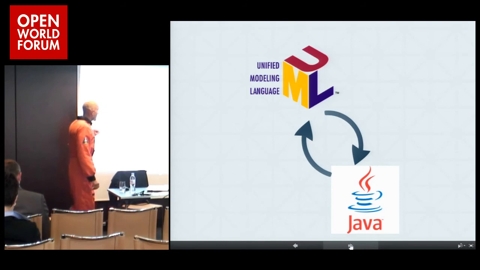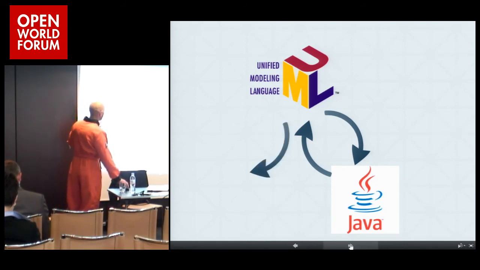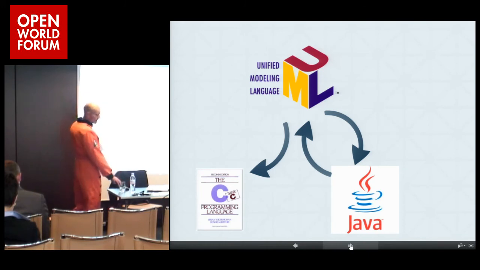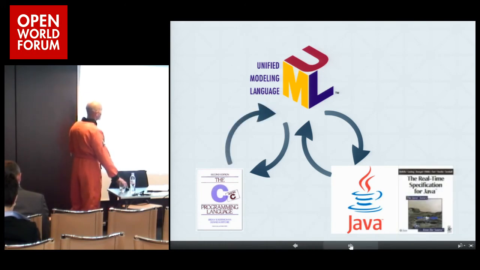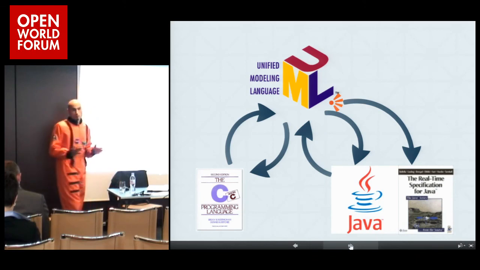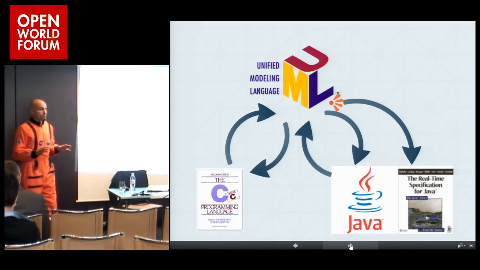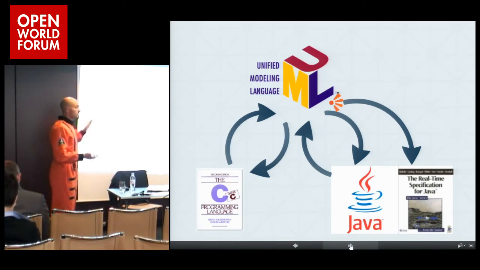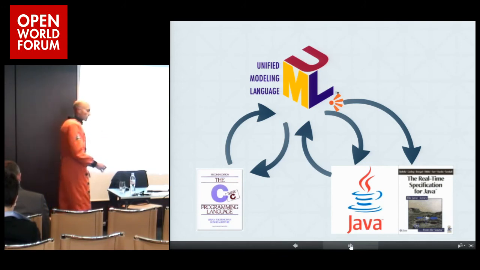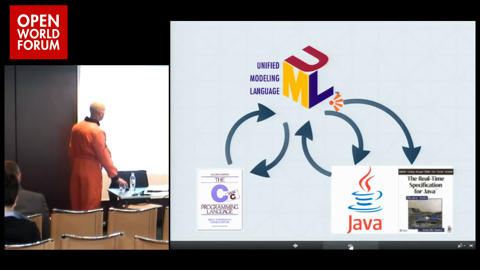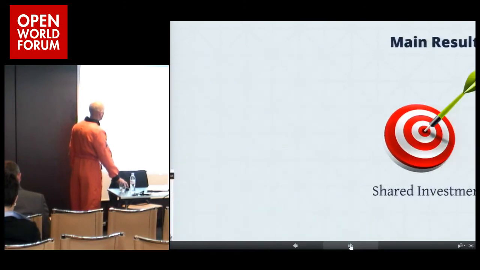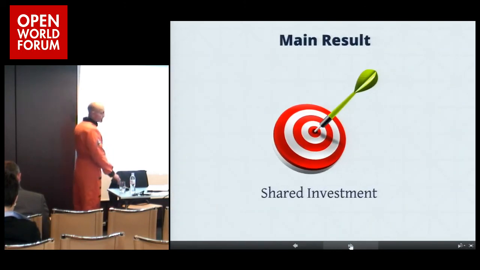It generates Java. You can generate back UML. It generates also C. You can generate back UML. It generates real-time Java. And it cannot generate UML back from real-time Java. But if anybody of you wants to contribute for this part, feel free. I mean, this is the goal. So shared investment again.